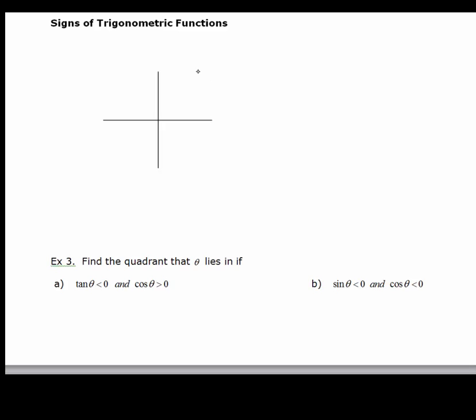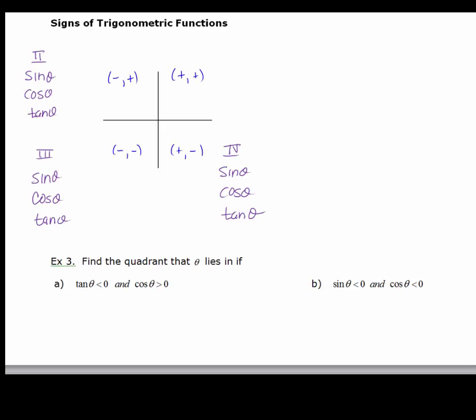So if we just draw an ordered pair in each quadrant, alright, so we know in the first quadrant all of the trigonometric functions are positive. So we're just going to write all. Now in the second quadrant, we want to figure out what the 6 trigonometric functions are.